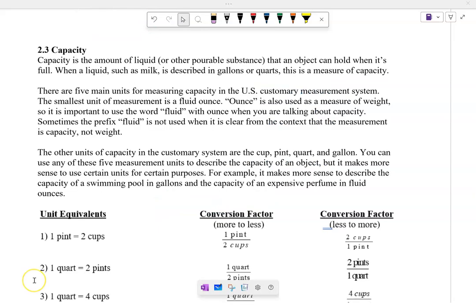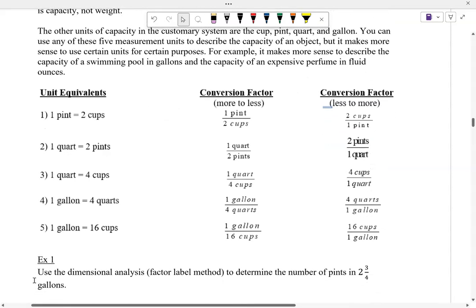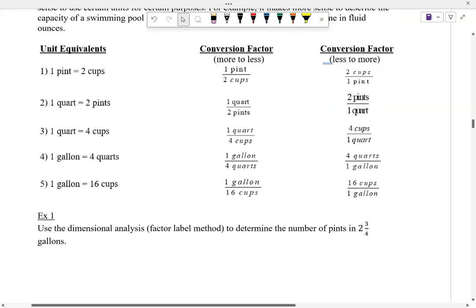Capacity, so like the amount of liquid an object can hold when it's full, right? So like with milk, we're usually buying gallons of milk, right? That's capacity. And here's our unit equivalents, right? For every pint, there's 2 cups. For every quart, there's 2 pints, and so on. Let's go ahead and use this dimensional analysis to determine the number of pints in 2 3/4 gallons.